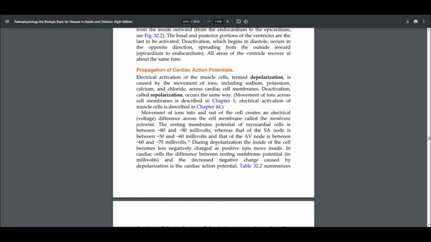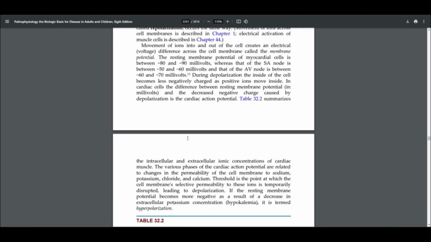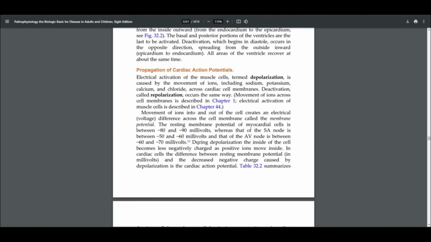So that leaves us with the propagation of cardiac action potentials. Electrical activation of the muscle cells, termed depolarization, is caused by the movement of ions, including sodium, potassium, calcium, and chloride, across cardiac cell membranes. Deactivation, called repolarization, occurs that same way. Movement of ions across cell membranes was described in Chapter 1, and the electrical activation of muscle cells will be described in Chapter 44. Movement of ions into and out of the cell creates an electrical voltage.